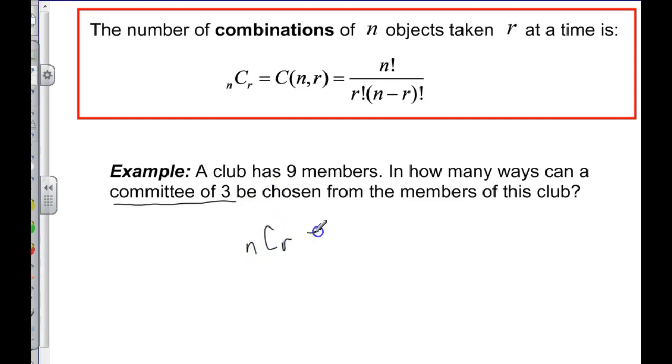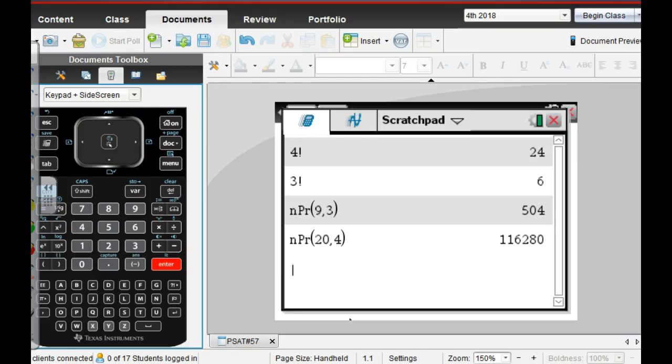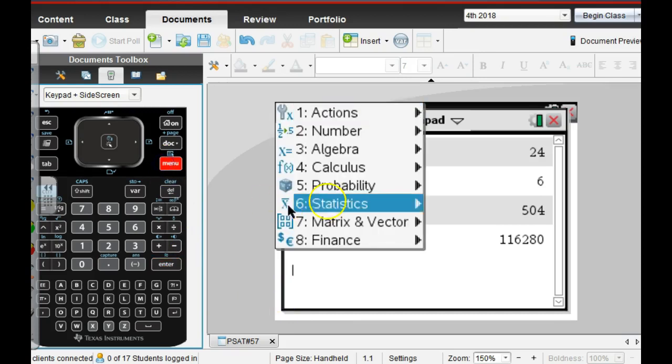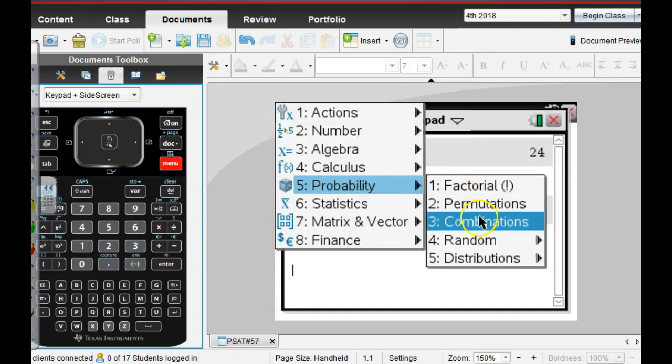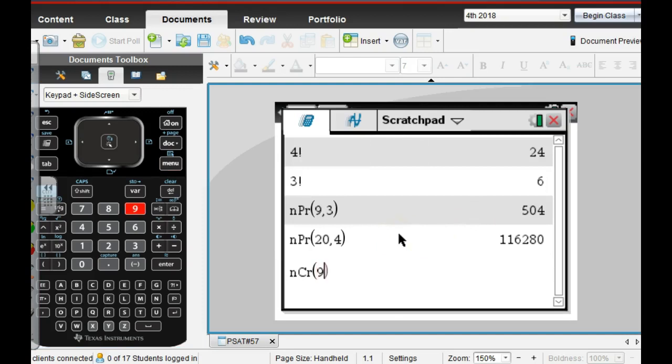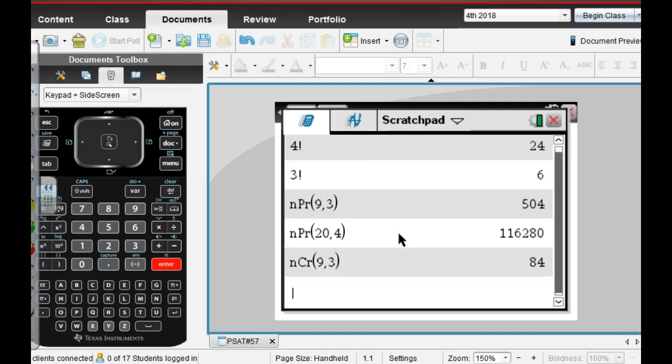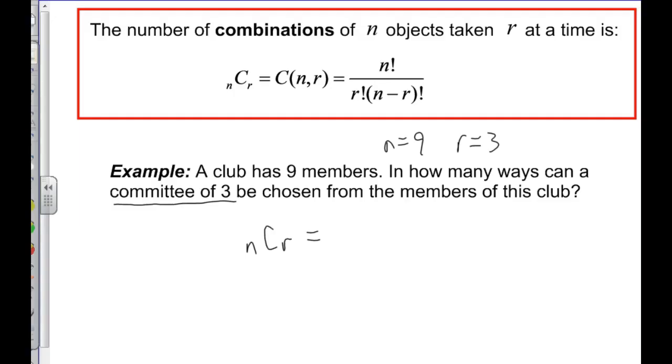So NCR, in this case, N would be 9, and R would be 3, just like we had before, but now we have this extra value there. So I would just get out your calculator at this point. Menu, probability, combination, because order is not important here, and 9, 3. And we get 84, a lot less than, if you remember, NPR was 504 ways. There are only 84 ways when order is not important. There's 84 different ways of doing this.